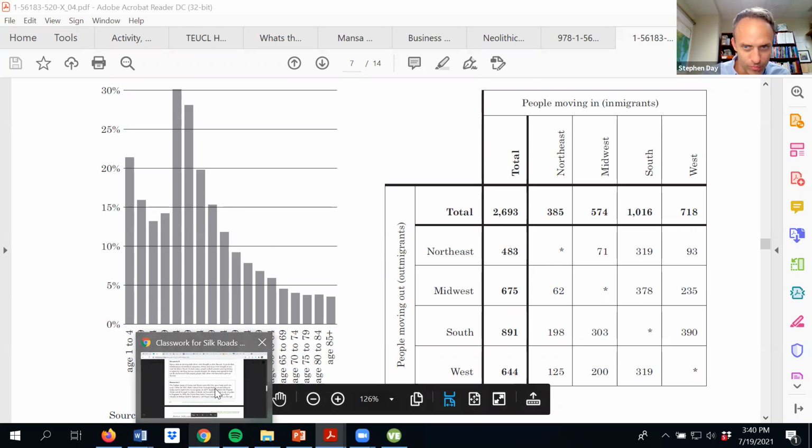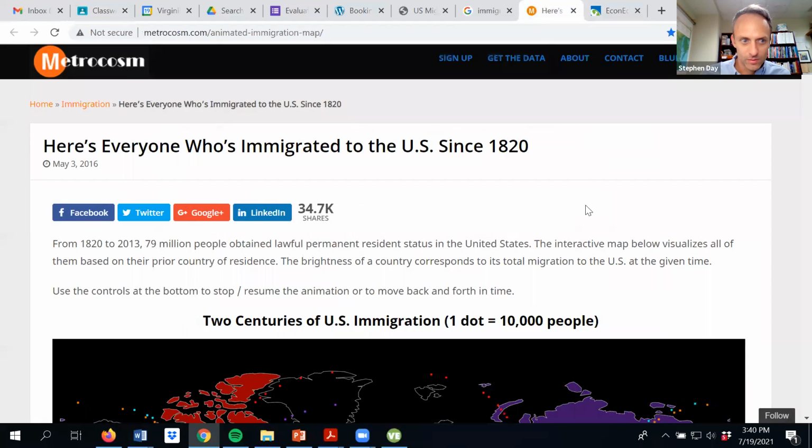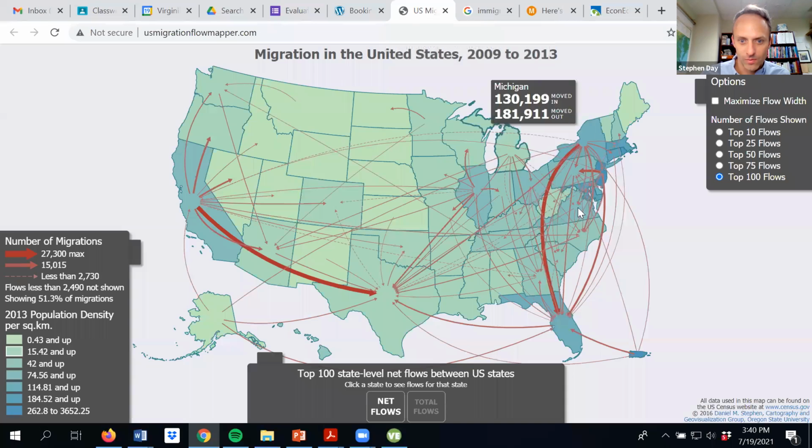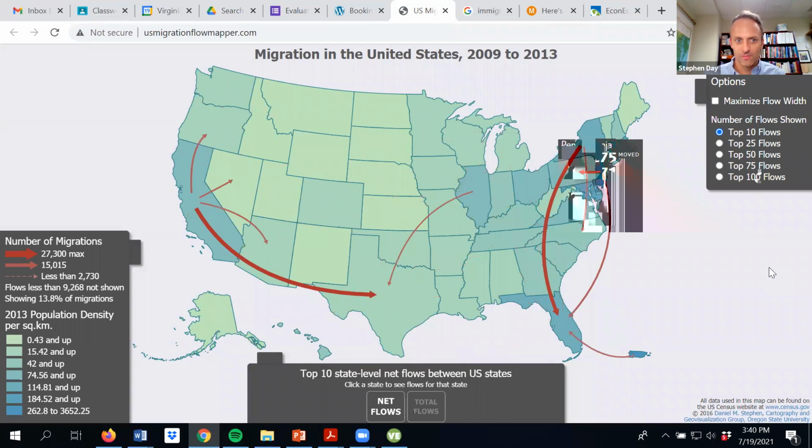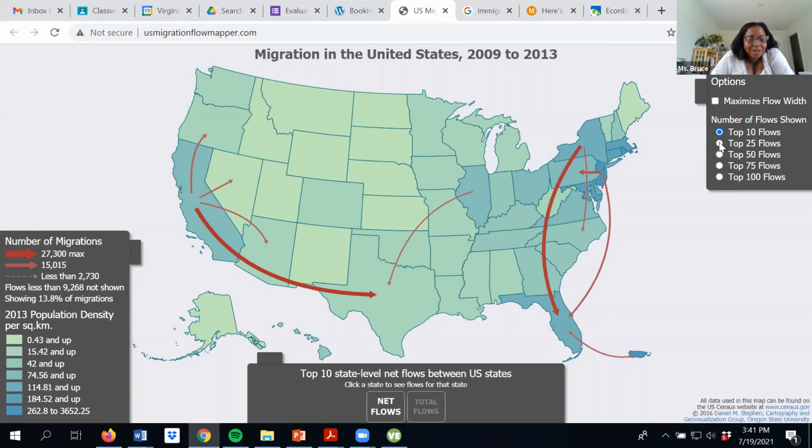I have a new map here. Here's everyone who immigrates to the U.S. Here we go. Here's our top 10 flows in the U.S., 2009 to 2013. That's a little less surprising, right? A lot of people leaving California for Texas, which I think has increased even more lately, hasn't it? Yes, it has. And the Texans are tired of them.